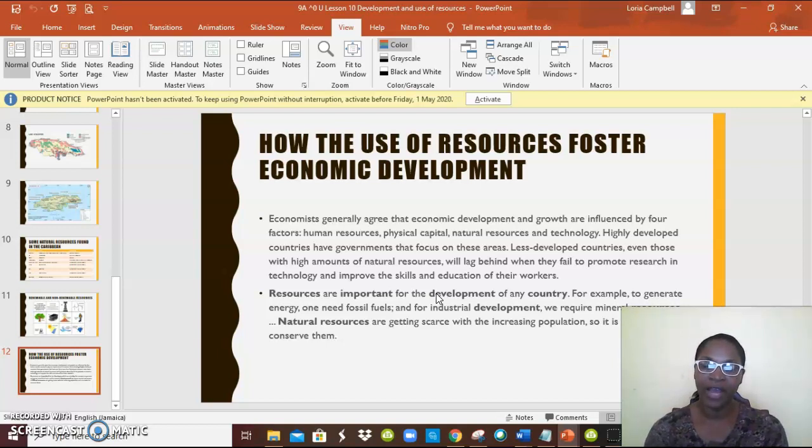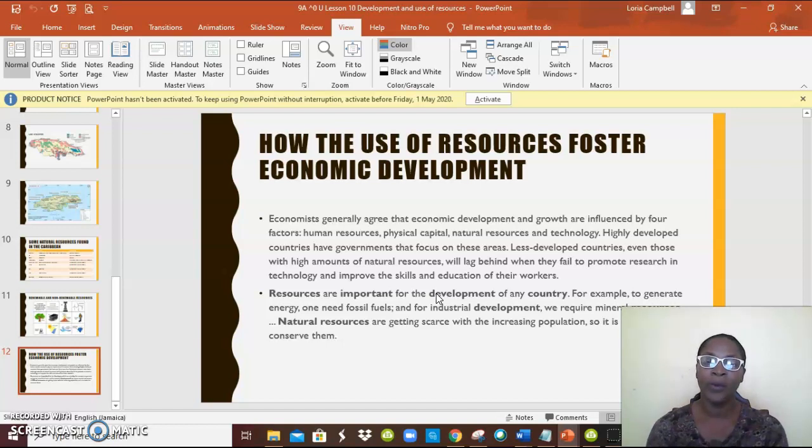Of course, if you have human beings, then human beings have minds and they can think, they can invent, they can develop, they can create, and they can work to produce. So that's one way how the human resource can help to foster economic development, by putting their abilities and their knowledges to use so that they can help to grow the economy. And by growing the economy, we will have a better standard of living, better roads, better schools, better healthcare, all of that.